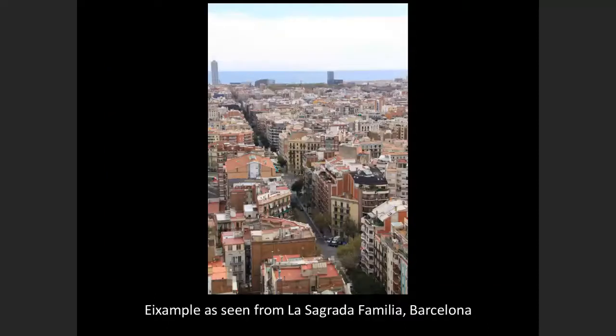And here's a nice aerial view. I took this from one of the towers of La Sagrada Familia, which we'll talk about in a later lecture. But we can see the grid, the straight street line here in the grid, and you can really make out the clipped corners of each block at each intersection there.